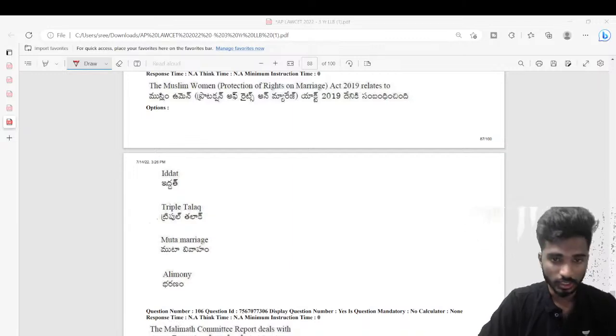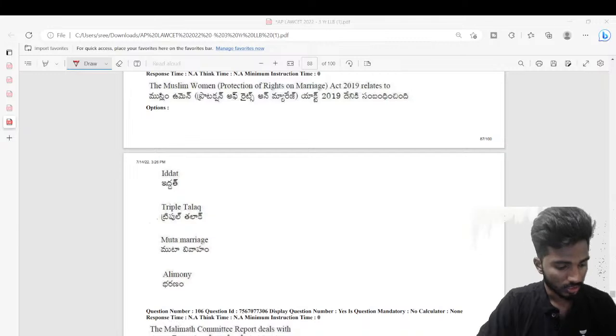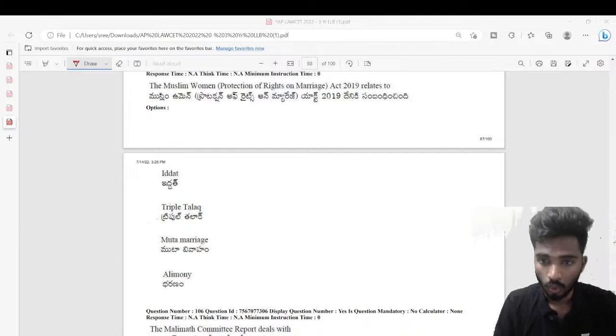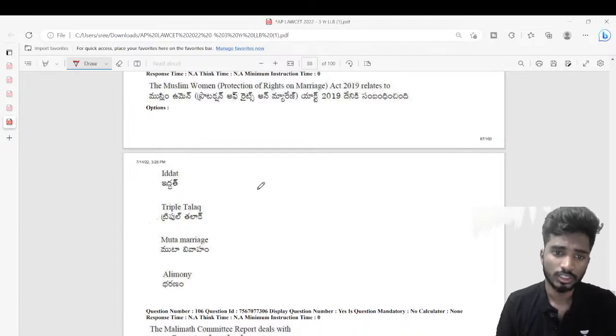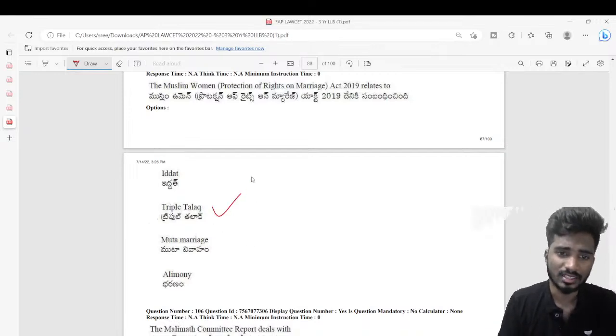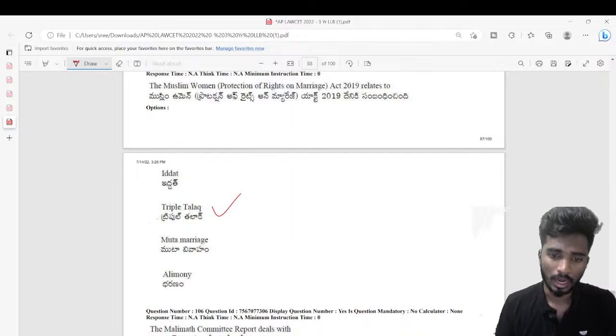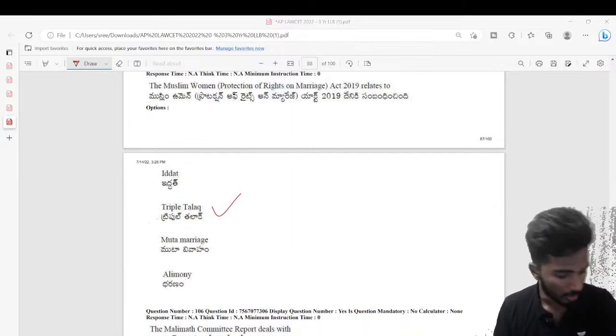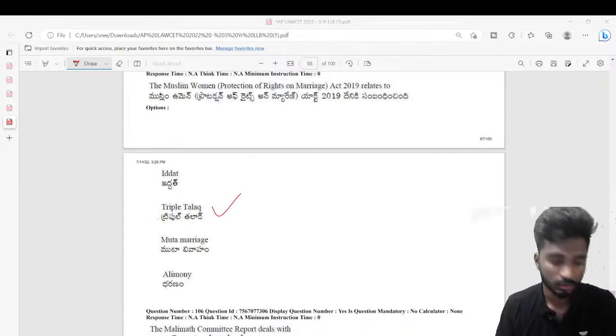Very good, guys. Excellent. So the answer is triple talaq, right? Triple talaq, which is also known as talaq-e-biddat, means if you say talaq three times, talaq, talaq and talaq, you will get the divorce. This was struck down by the Supreme Court, as a result of which Parliament enacted the Muslim Women Protection of Rights on Marriage Act. Very good, right?